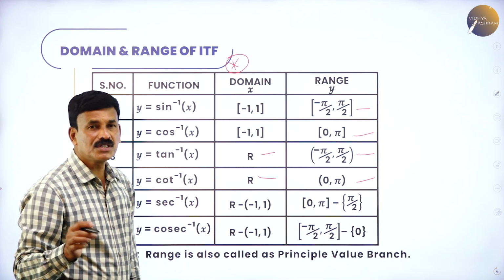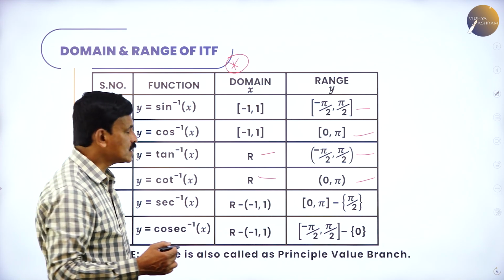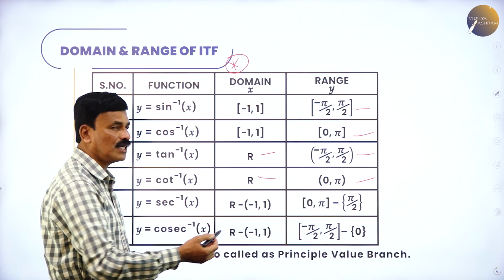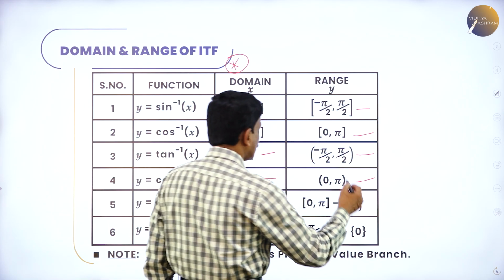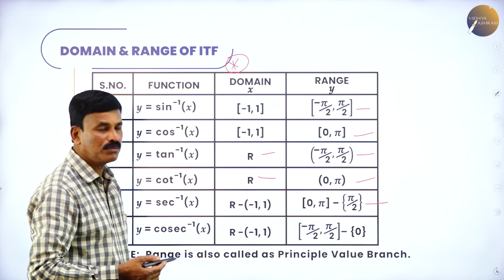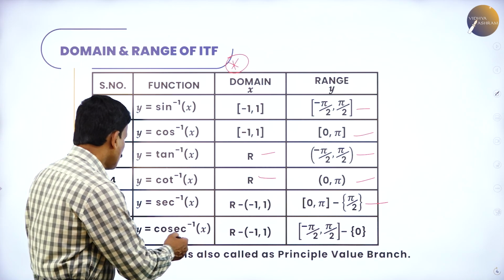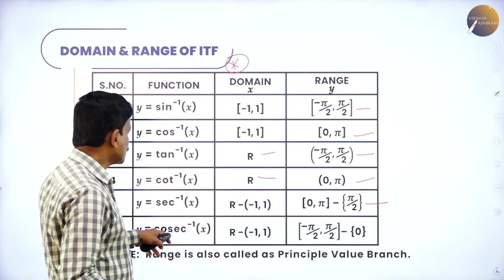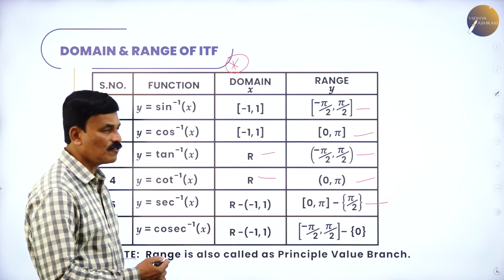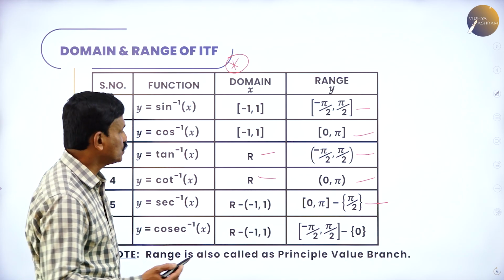For the secant inverse x, the domain is R minus the open interval minus 1 comma 1, whereas the range is 0 comma pi minus pi by 2, that is, 0 to pi other than pi by 2. And the last one, for cosecant inverse x, y is equal to cosecant inverse x, the domain is the same, R minus the open interval minus 1 comma 1, and the range is minus pi by 2 comma pi by 2 minus 0.